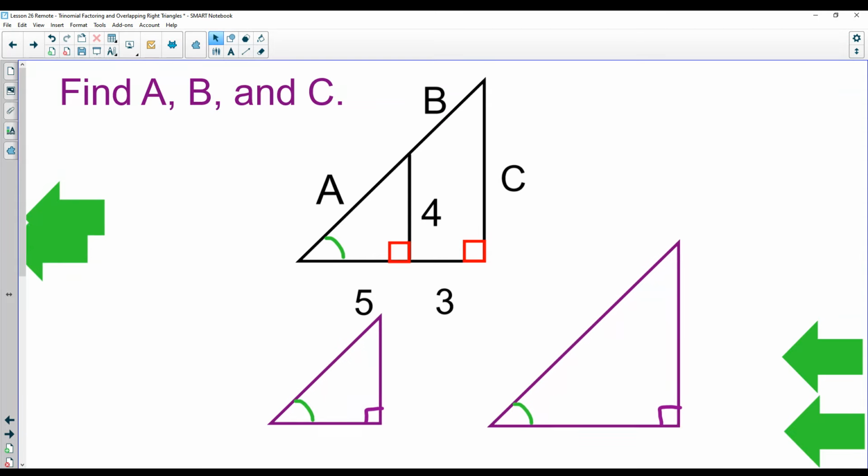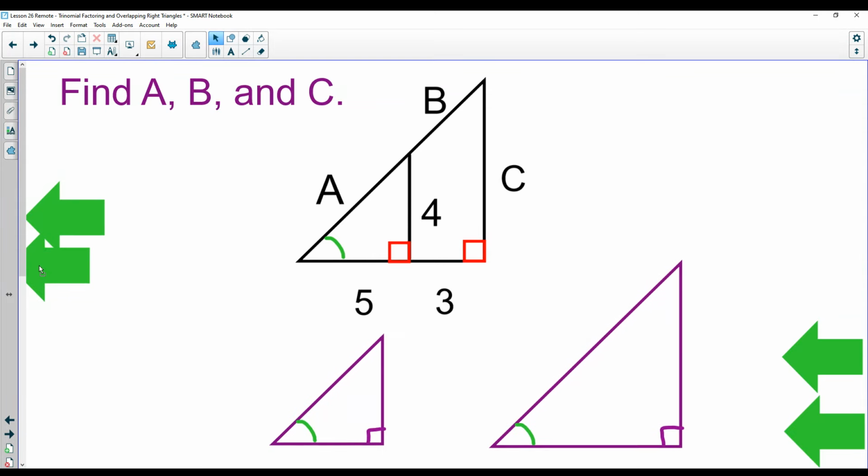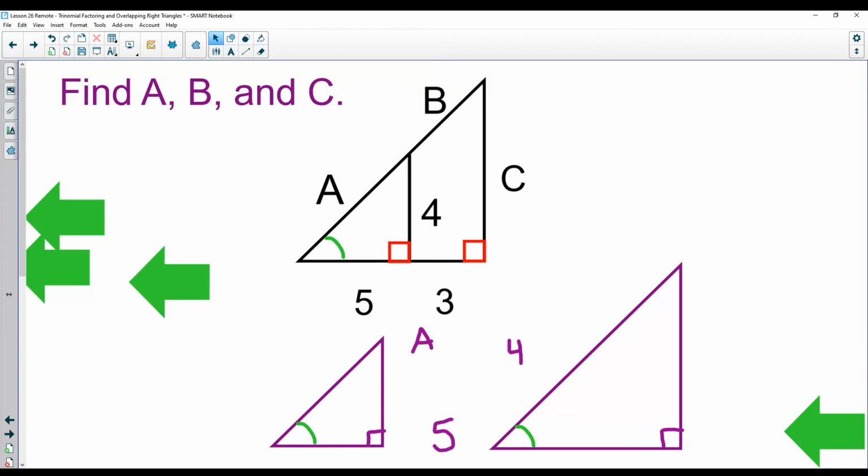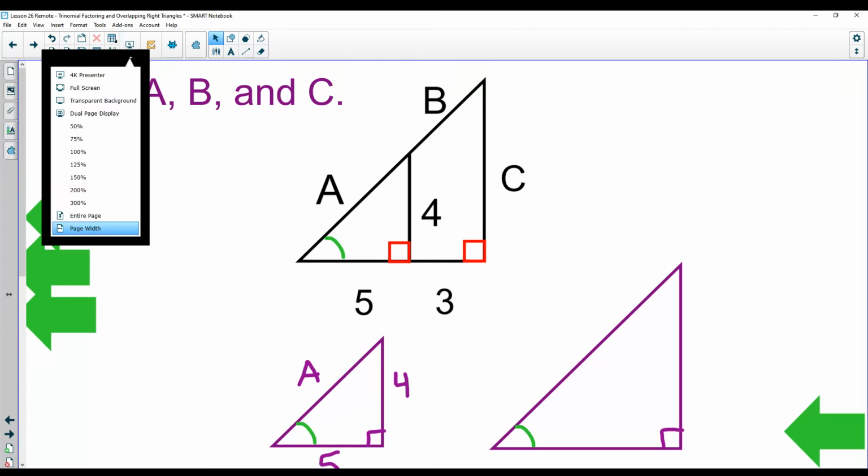Remember, it's important to redraw the triangles. Draw the small one, draw the large one. And then you're going to label each side. Looks like, hang on, I need some more room here.